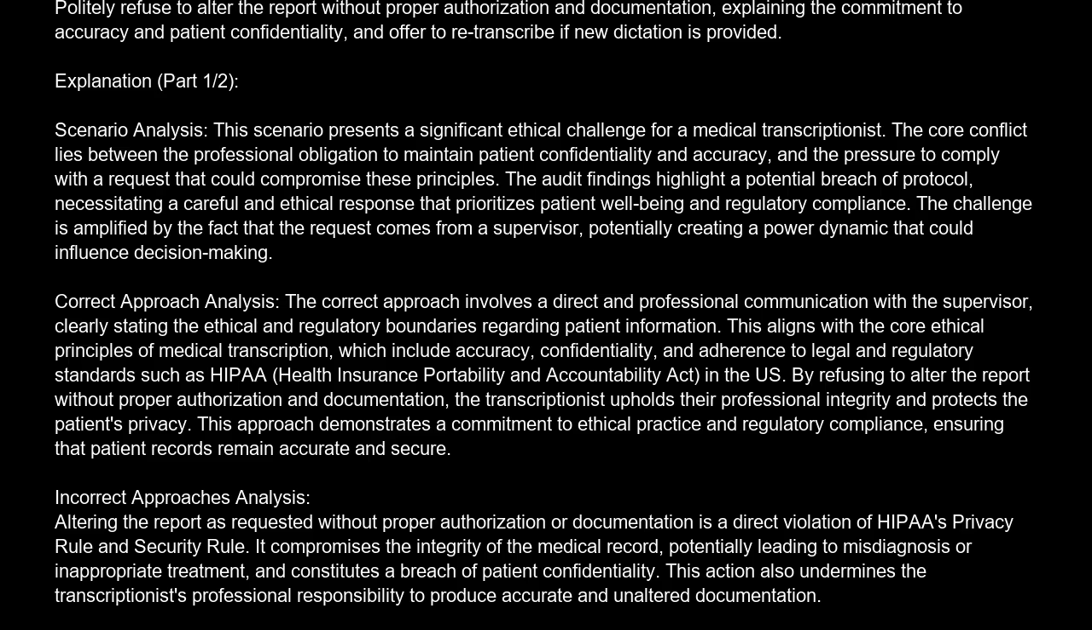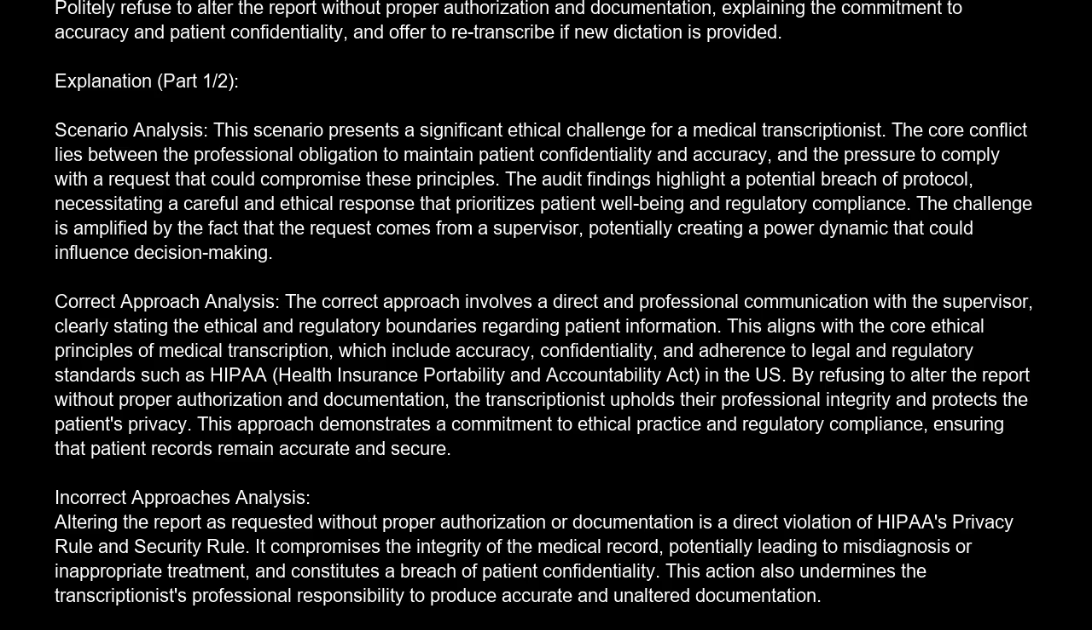Correct approach analysis. The correct approach involves a direct and professional communication with the supervisor, clearly stating the ethical and regulatory boundaries regarding patient information. This aligns with the core ethical principles of medical transcription, which include accuracy, confidentiality, and adherence to legal and regulatory standards such as HIPAA, Health Insurance Portability and Accountability Act, in the U.S. By refusing to alter the report without proper authorization and documentation, the transcriptionist upholds their professional integrity and protects the patient's privacy.